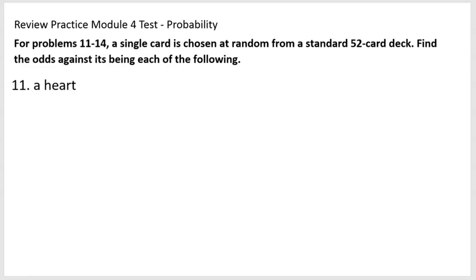Alright, for problems 11 through 14, we're going to draw a single card at random from a standard 52 card deck. Find the odds against its being each of the following. So keep in mind, I'm even going to write it down to make a big deal out of it. This is odds against. Okay, so odds against being a heart. So how about odds for being a heart? That's going to be second.